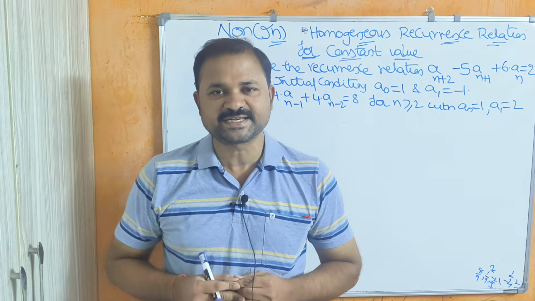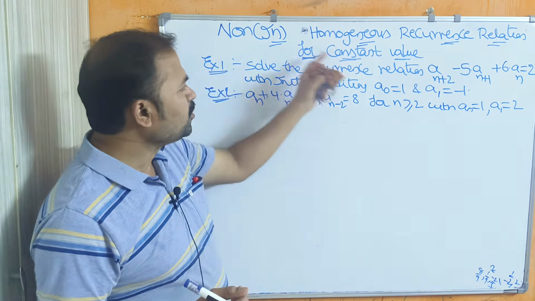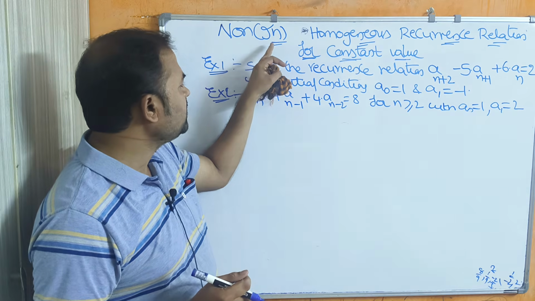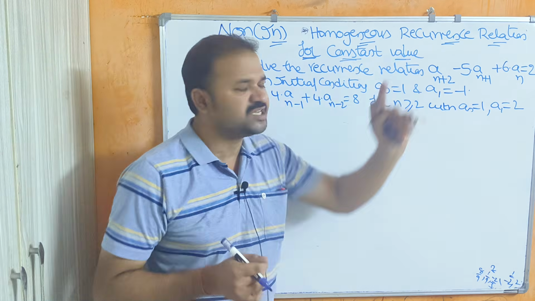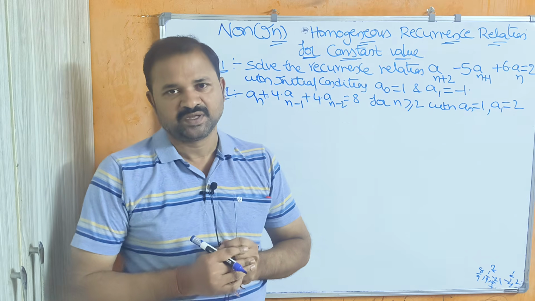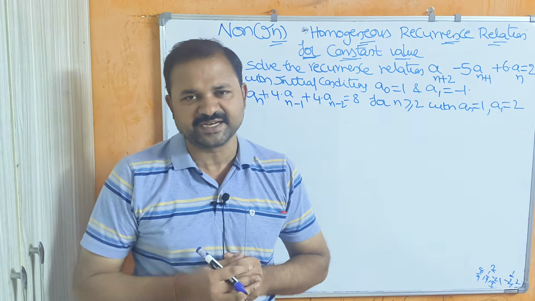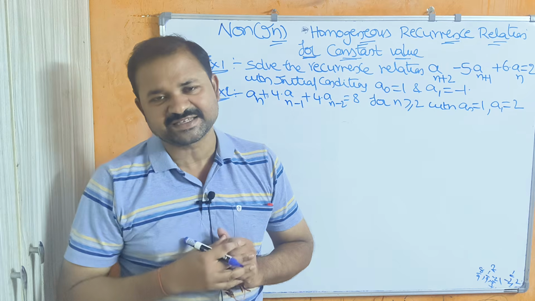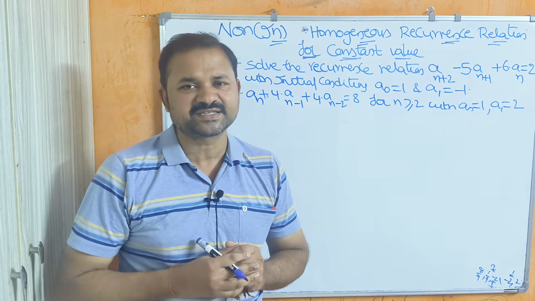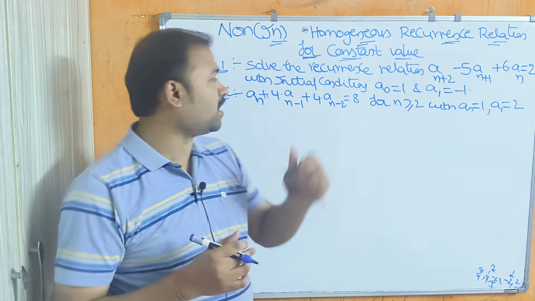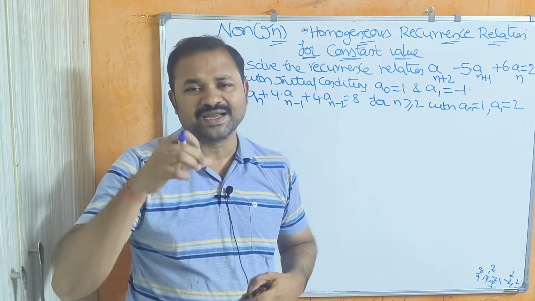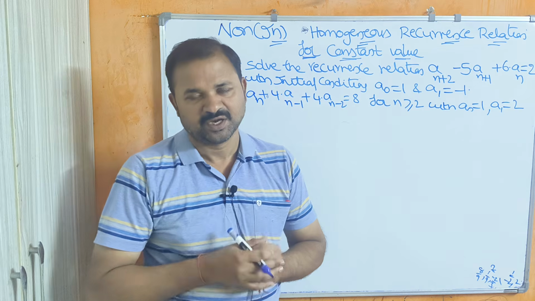Now let us discuss non-homogeneous recurrence relation, which can also be called inhomogeneous recurrence relation. Here we have two types of recurrence relations: homogeneous or linear recurrence relation, and second, non-homogeneous or inhomogeneous or non-linear recurrence relation.